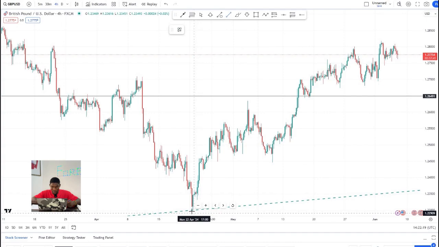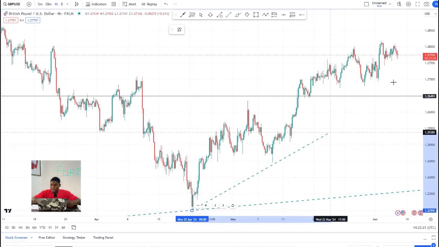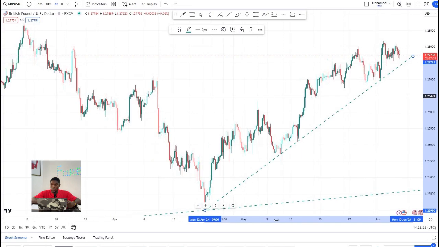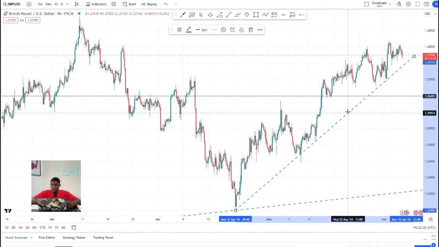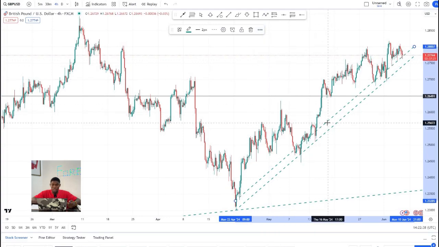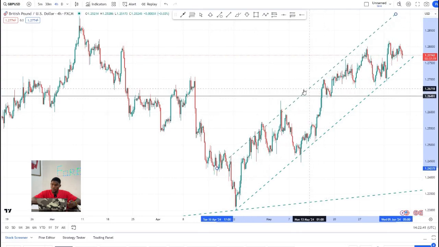So I'm going to plot this like this. So the market has been moving in this uptrend, as you can see. Yeah, the market moving in this uptrend, and again we can clone this. Sometimes you can actually make your trend line 1, or you can make it 2. You guys understand? So you can actually draw it like this.